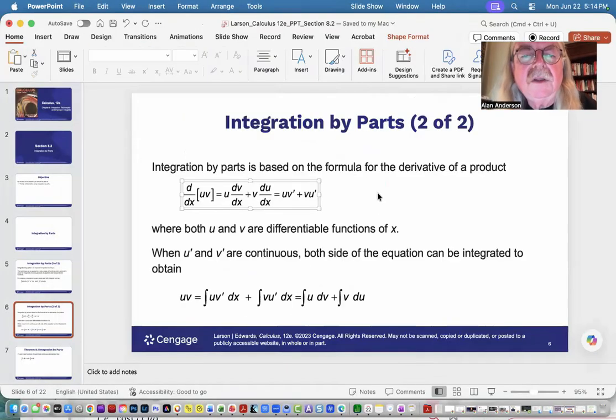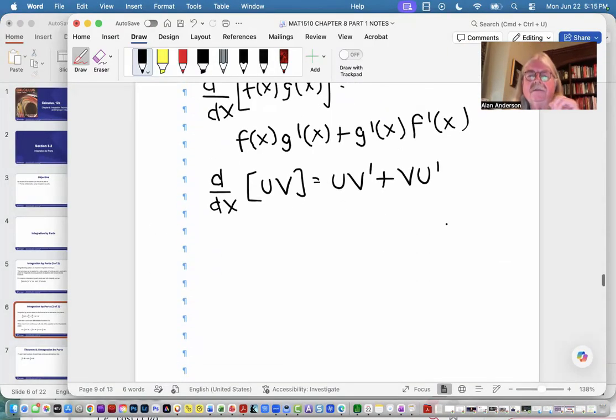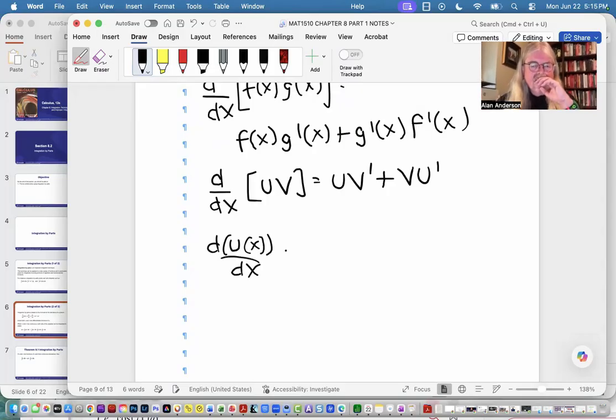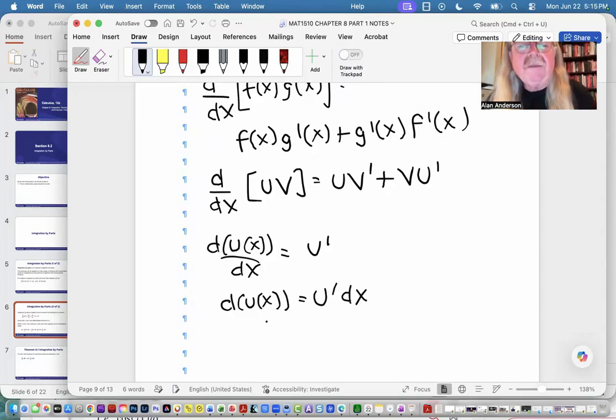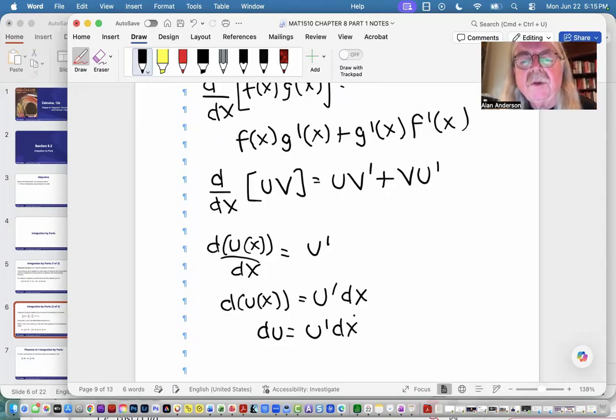So what they're saying is that we'll now imagine ourselves. Oh, and one more thing I do want to mention here. If you drop the functional notation, then in other words, what I'm saying here is that you have du is u prime dx, and the same thing holds for v. So we have to keep that in mind as we go through what's coming next. Okay.